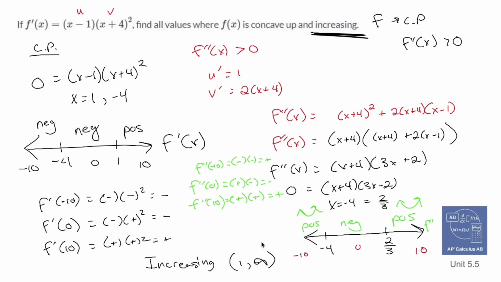So I'm increasing from 1 to infinity, and I'm concave up from negative infinity to negative 4 union, and then 2/3 to infinity. So kind of a mess of a problem. And when I say kind of a mess of a problem, it's a mess of a problem, just like I am making a mess trying to circle it. But there you have it. Concave up here, increasing there, fun everywhere.